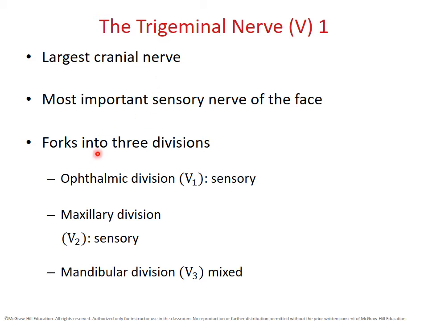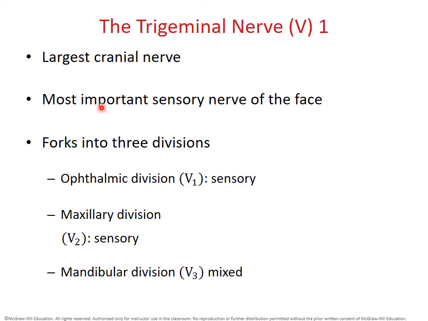The trigeminal nerve has 3 separate branches or divisions known as the ophthalmic division, the maxillary division, and the mandibular division. The trigeminal nerve is primarily a sensory nerve, and you can see 2 of its 3 divisions are purely sensory. The ophthalmic division is purely sensory. The maxillary division is purely sensory. The mandibular division, on the other hand, is a mixed nerve carrying both motor and sensory fibers.